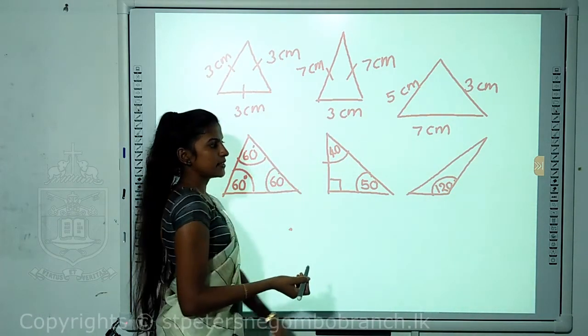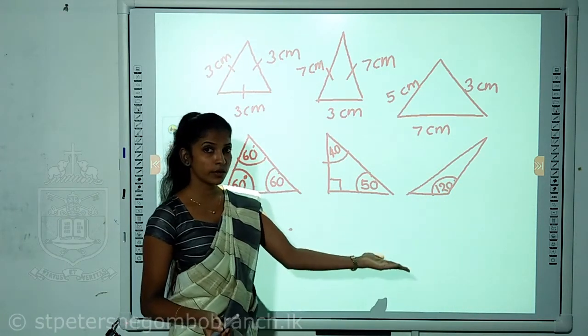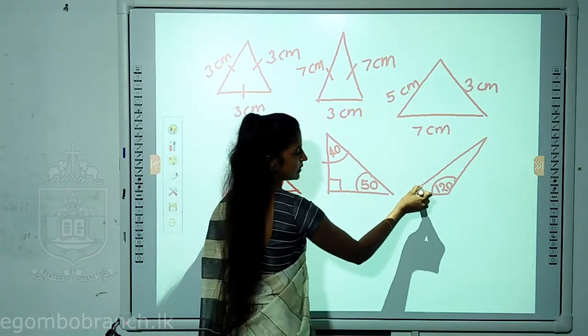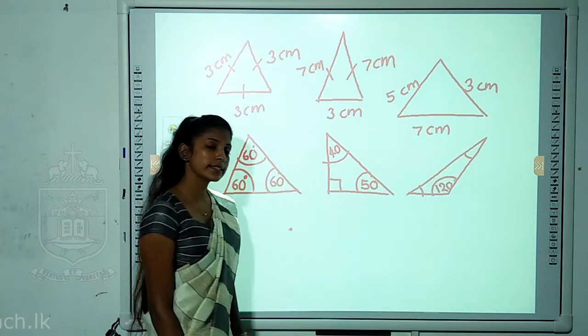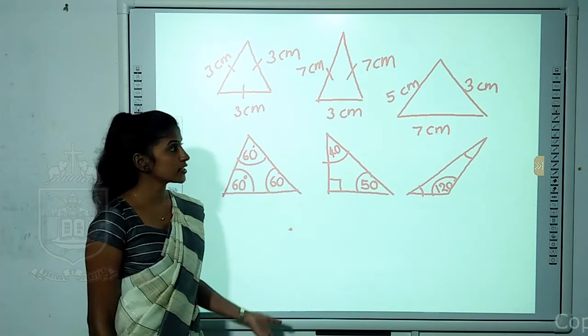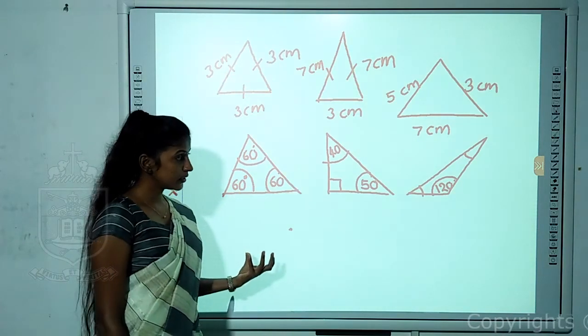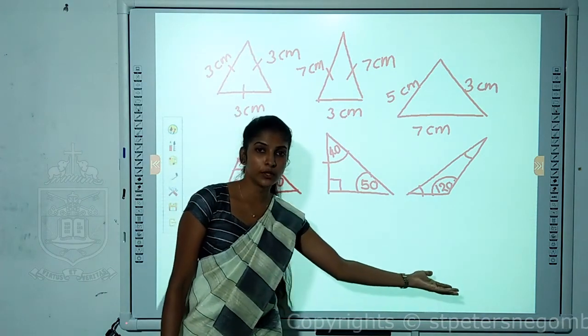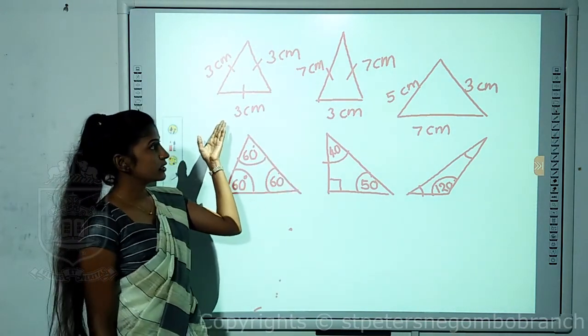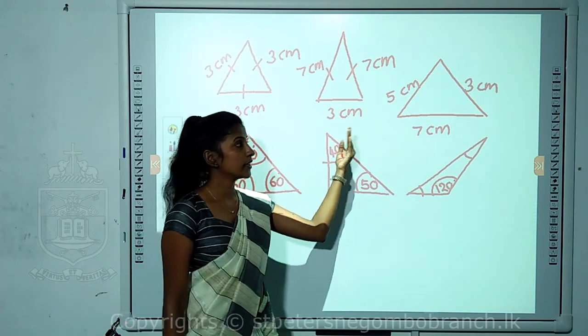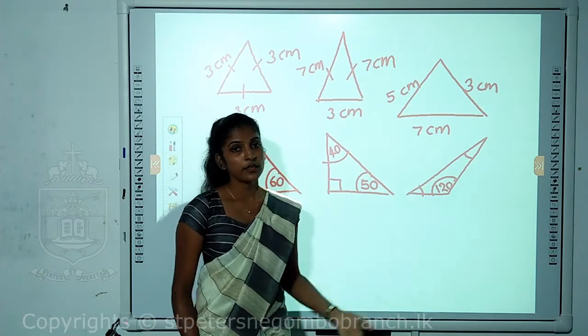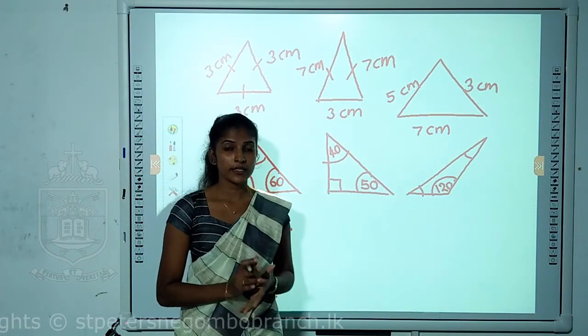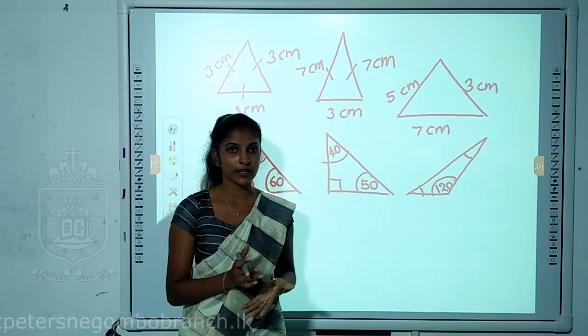Right. So you all can see 120 means an obtuse angle, and you all can see by looking at this shape, they are less than 90, which means acute angles. So you all can see this is an acute angle triangle, right angle triangle, obtuse angle triangle, equilateral triangle, isosceles triangle, and a scalene triangle. So children, that's the main classification based on sides and angles.